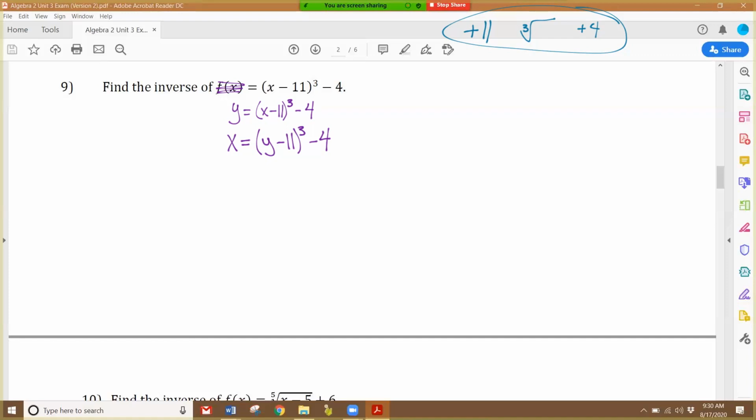As we keep moving, we need to isolate the third power. So we want to get this right here by itself so we can cube root it. So we've got to get rid of that -4 hanging out at the end. So we've got to add 4 to both sides.